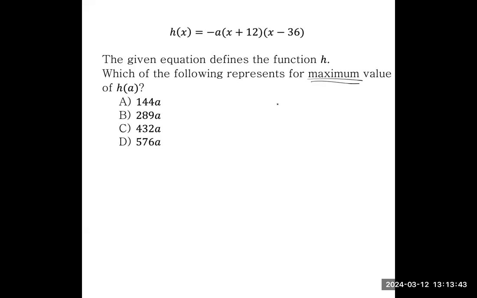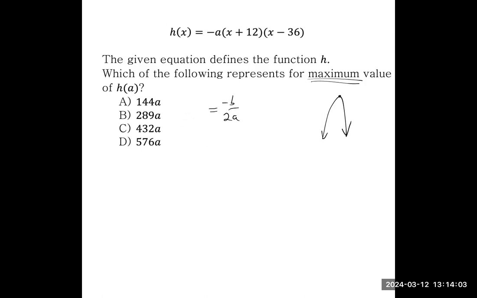If we're being asked for the maximum value, that means it's a downward opening parabola, because a downward opening parabola is going to have a maximum value to it. An upward opening parabola is going to have a minimum value to it. In any case, the max and the min are code for the vertex, which would be negative b over 2a.